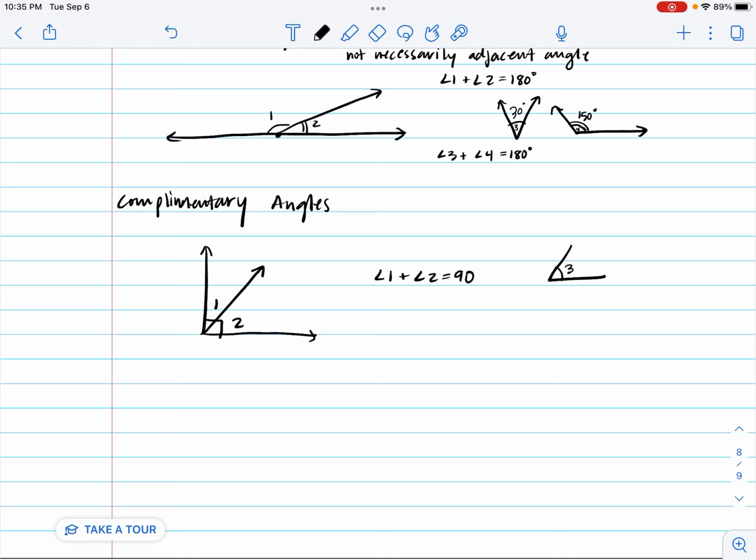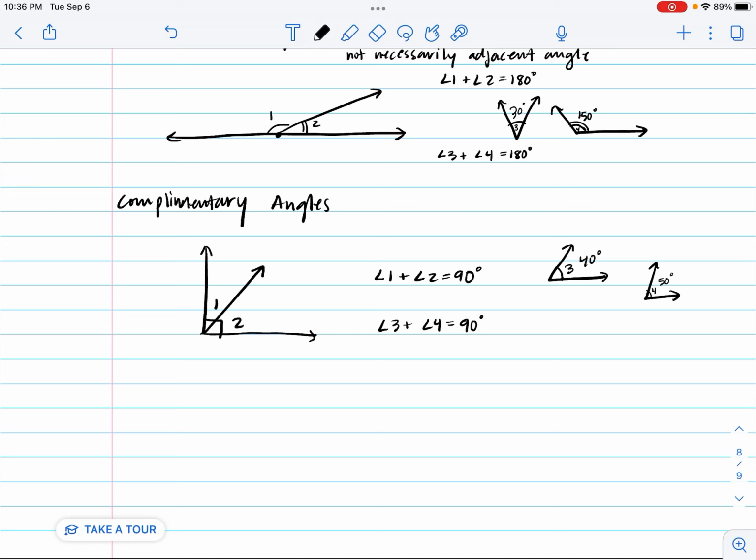Let's call this 3. Let's say this is 40 degrees. And then let's draw another one. Let's say this is 4. And this is also 50 degrees. Notice 40 plus 50 is equal to 90. So we could say angle 3 plus angle 4 is equal to 90. Oops, I forgot to put the degree symbol.